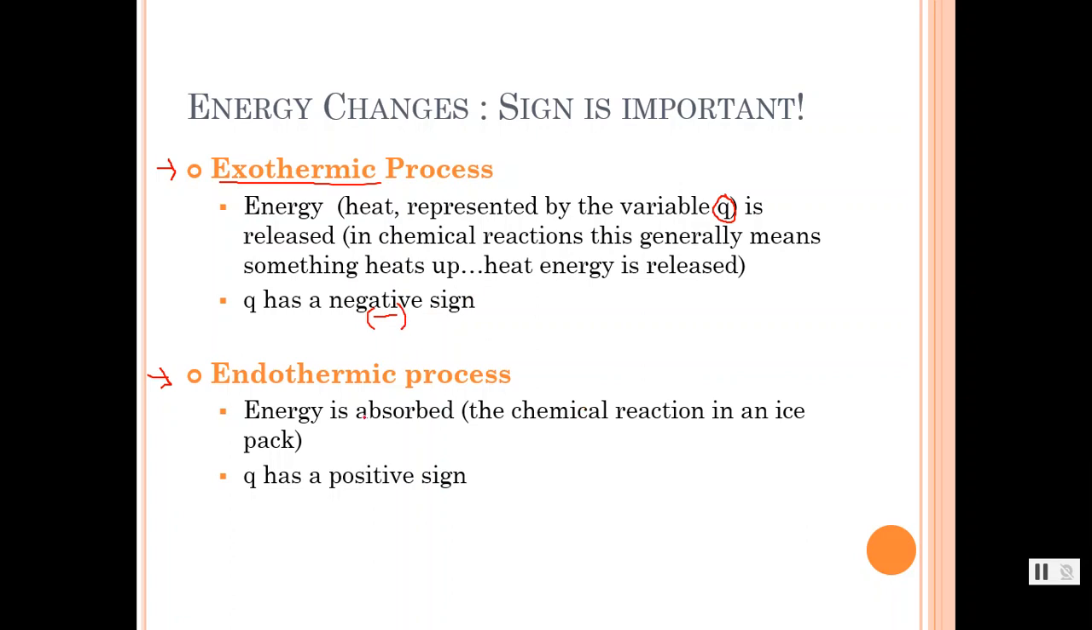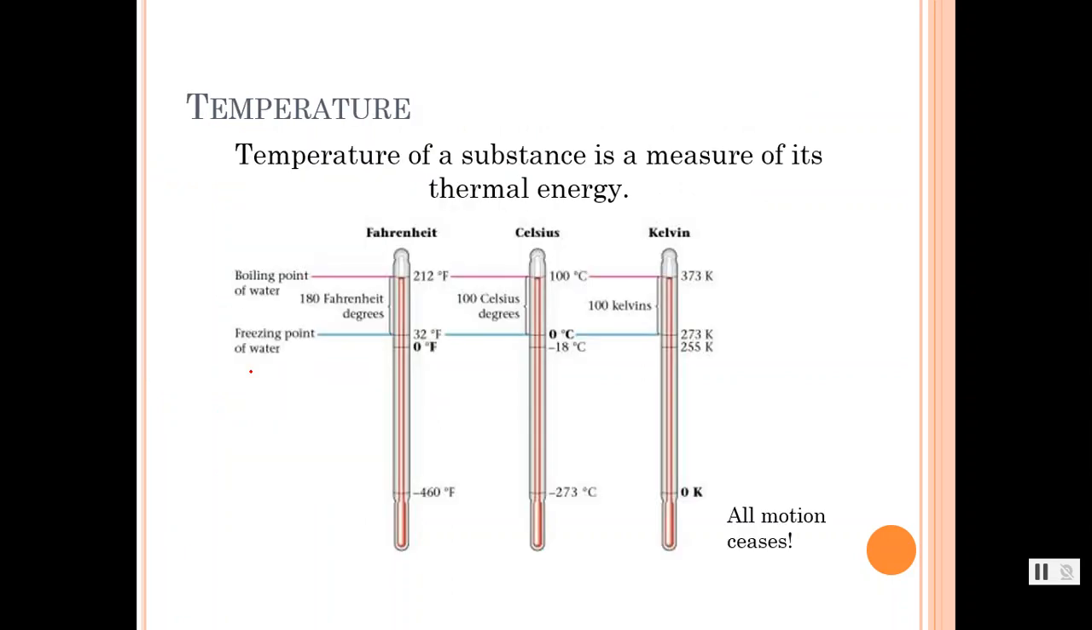Conversely, if a chemical reaction absorbs heat, for an example, a reaction in an ice pack, if that reaction absorbs heat, then that means that the process is endothermic, and the heat that is associated with that reaction has a positive sign associated with it. So these are two terms that you should be familiar with when talking about energy changes for a reaction. And in the next video, we're going to talk more about thermal energy and temperature.